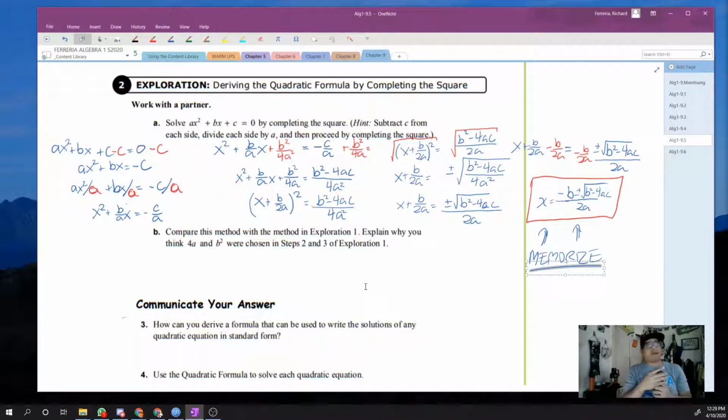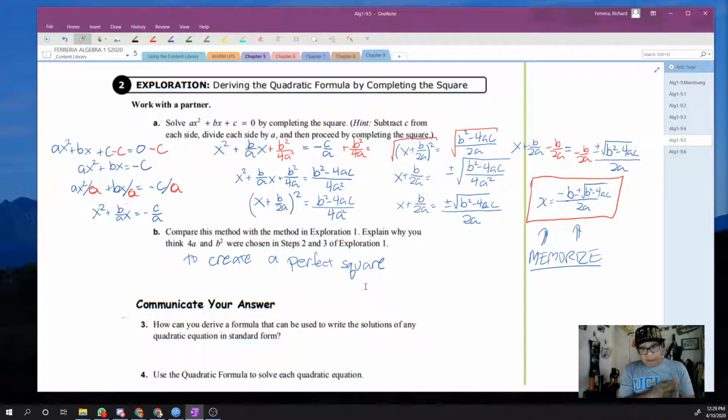Compare this method with the method in Exploration 1. Explain why you think 4a and b squared were chosen. Well, first of all, which of those two methods did you prefer? I know I prefer the second one that we did, mostly because I'm familiar with it. But you might prefer the first one. No problem. The whole reason why we chose these quantities to add was because we were completing a square. So we needed to create perfect squares in order to factor.